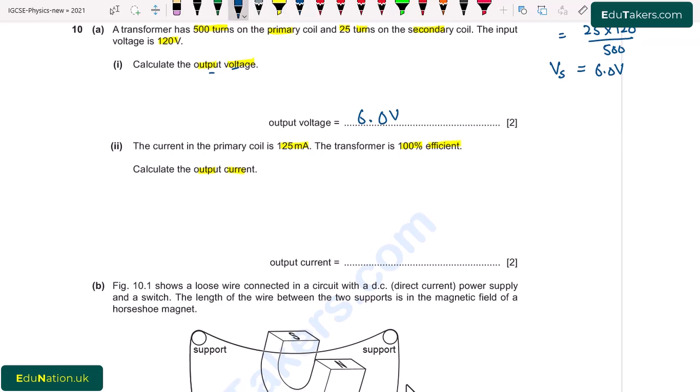When a transformer is 100% efficient, I write here output power will be equal to input power. And input power is product of input voltage and input current. It will be equal to V naught I naught. Here we have to calculate the output current. So I naught will be equal to Vp Ip over V naught.